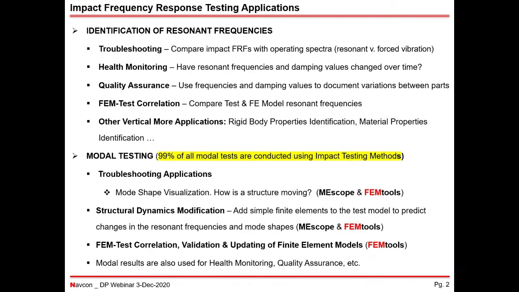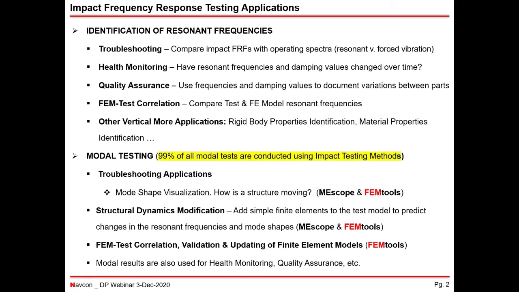So Kalyan had demonstrated the 900 series GUI and also impact testing. What I want to do is talk more about impact testing applications. Impact testing, of course, is used to identify resonant frequencies. And from a troubleshooting standpoint, we make impact frequency response measurements, and we can compare them with operating spectra. That helps us to determine whether a problem is more resonant related or whether it's a forced vibration problem.